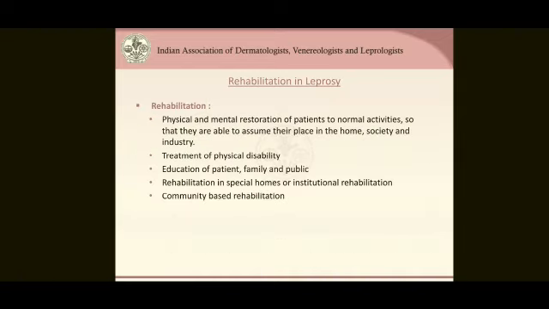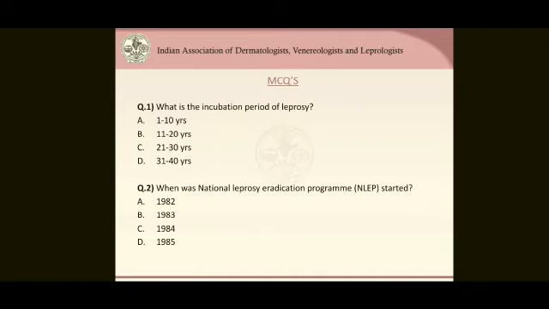Coming to rehabilitation in leprosy. Physical and mental restoration of patients to normal activities so that they are able to assume their place in home, society, and also in industry. Treatment of physical disability, education of the family, public, and the community, along with rehabilitation in special homes or institutional rehabilitation. Community based rehabilitation is also done.